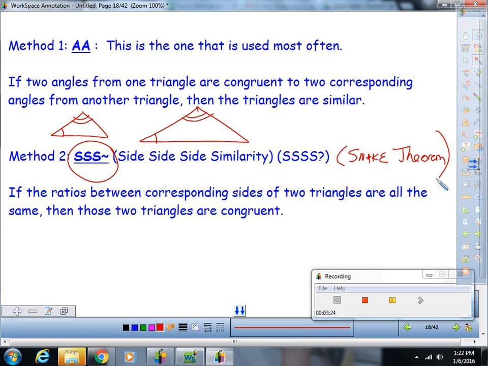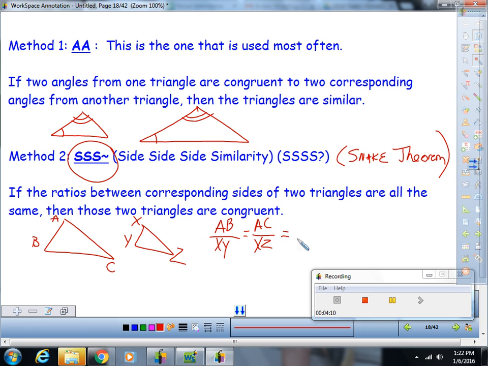Okay, so what this says is that if the ratios between the side lengths are all the same, okay, so here we have ABC. Sorry, I got no creative thought today. So here's how you have to prove the snake theorem. You have to prove that the fraction between AB and XY gives you the same fraction as the fraction between AC and XZ, and that's the same fraction as BC over YZ.